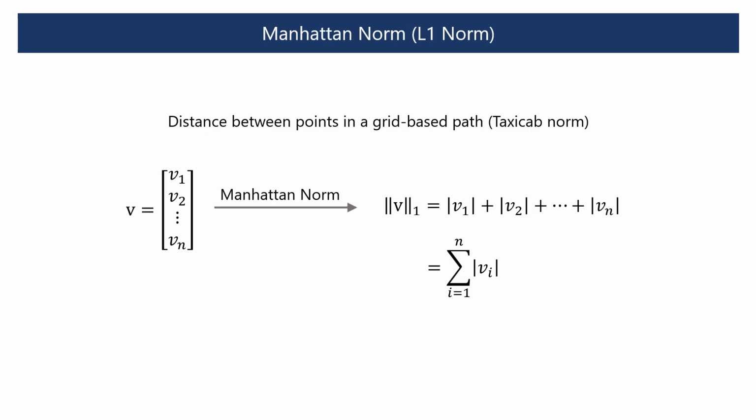The Manhattan norm, also known as the L1 norm or taxicab norm, represents the sum of the absolute values of a vector's components. It measures the distance between points in a grid-based path. For this vector, the Manhattan norm, the 1 norm of v, is calculated in this way.